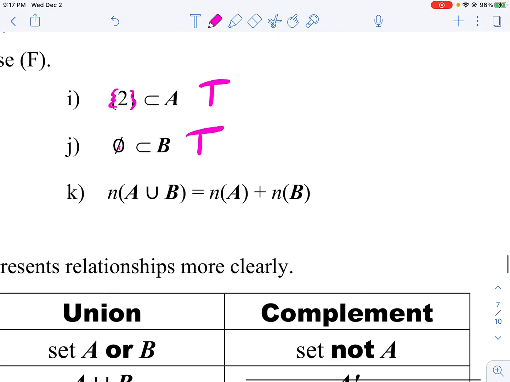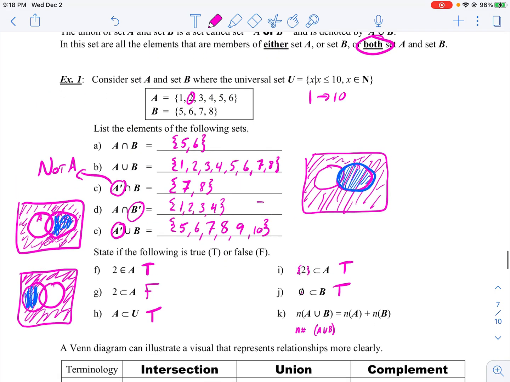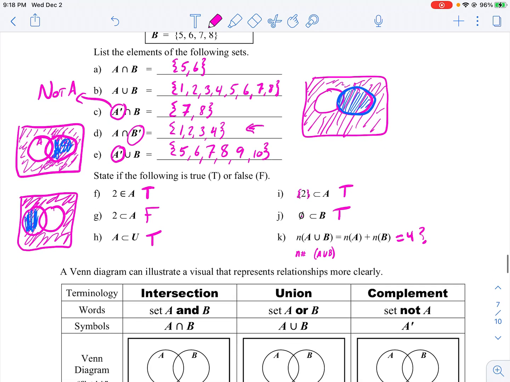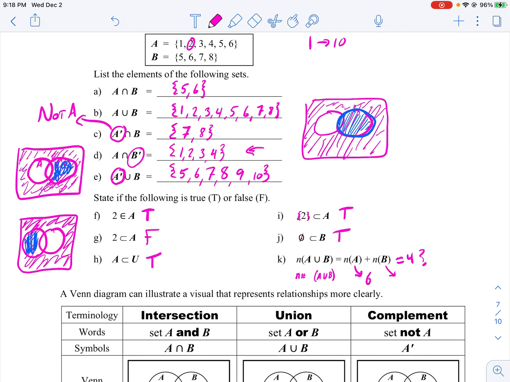The last one: the number in the set A and or B equals the number of A plus the number of B. Well, let's find out. When we look at A or B, that's here, the number was 4. So does this equal 4? Let's take a look. The number of A is 1, 2, 3, 4, 5, 6. The number in B is 4. 6 plus 4 does not equal 10. Or sorry, does not equal 4. So that is false.